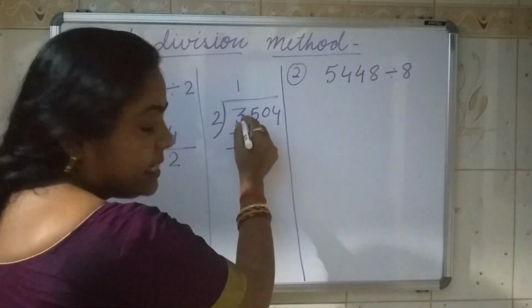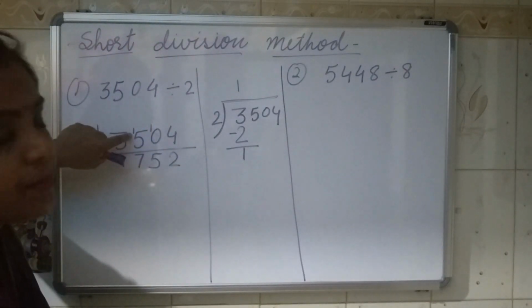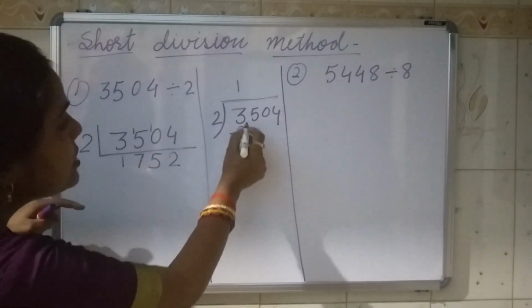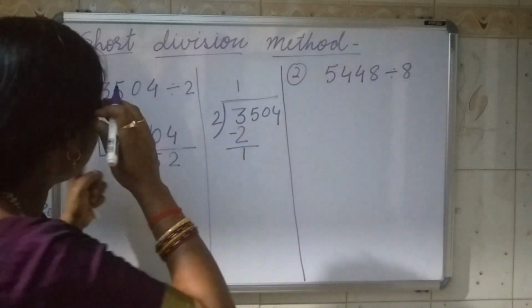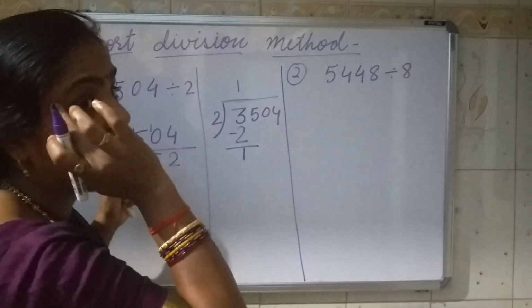I have subtracted. 3 minus 2 is 1. So this 1 I have written here above this number. Okay. So this subtraction process where we have done? We have done in the mind. 3 minus 2, that we have done in the mind.